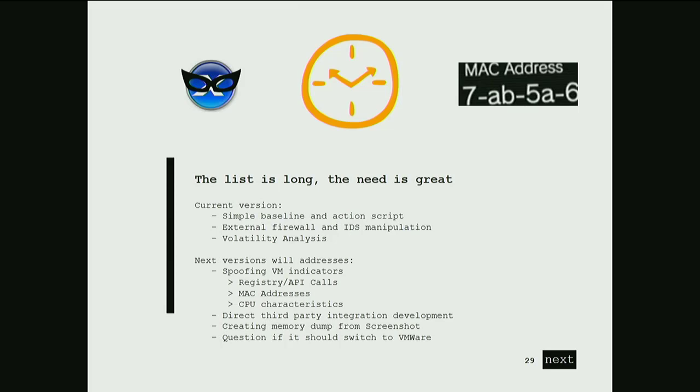So I need to find a way to confuse things. If there are tells, like MAC addresses, 00:50:56 is a VMware MAC address. If you have any of that, it's a VMware, okay? You can change that, so that's something you can do. Registry API calls, CPU characteristics, all that sort of stuff. That is something that needs to change.